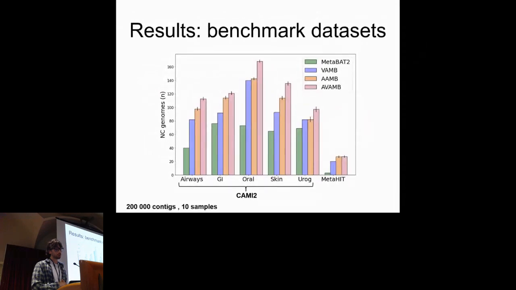These are the results with benchmark data sets, where on the y-axis we present the number of high-quality reconstructed genomes. Green represents MetaBAT2, which is one of the popular tools for binning. Blue is VAMB, orange is AAE, which is only the integration of the AAE latent spaces, and light pink represents AVAMB. We can see how we reconstruct on average 30% more bins than VAMB and 110% more bins than MetaBAT on the benchmark data sets, which are around 200,000 contigs, 10 samples.